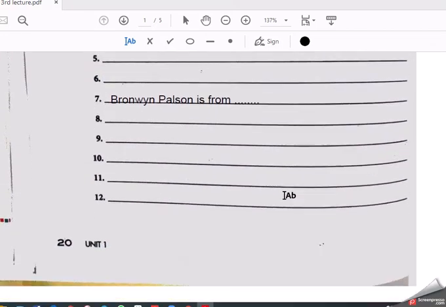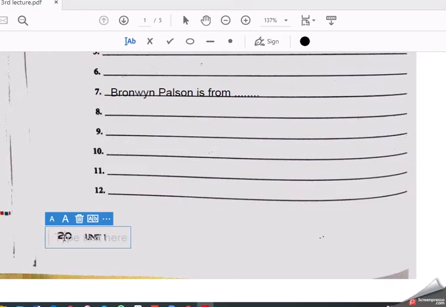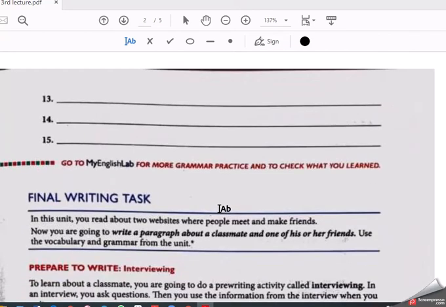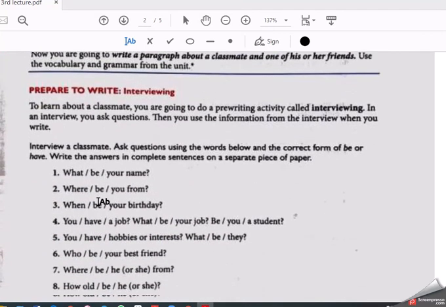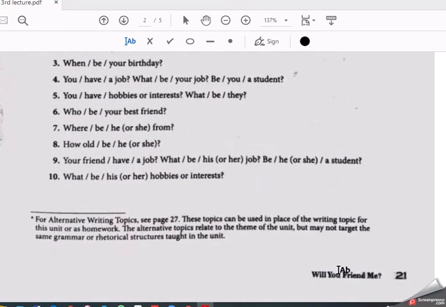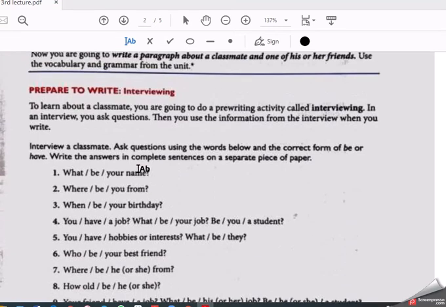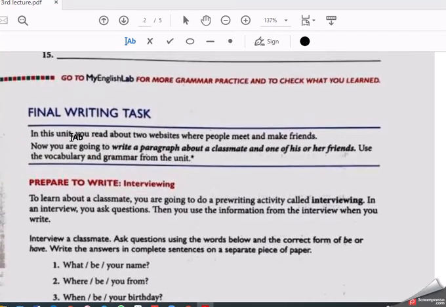Okay, so this is the second. This is page 20. This is completion. Now we go to the next page, which is page 21. In this page, we are going to see the final writing task. As you know, the writing task has several stages that we have discussed before.